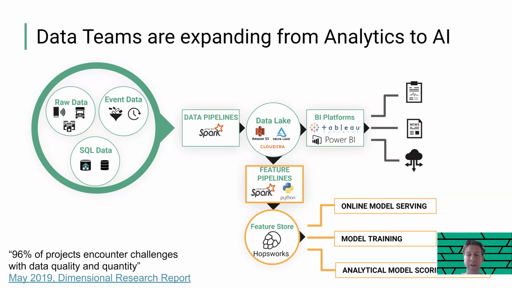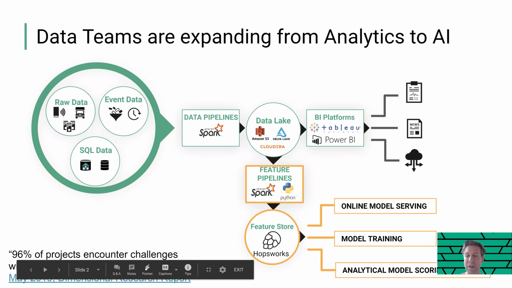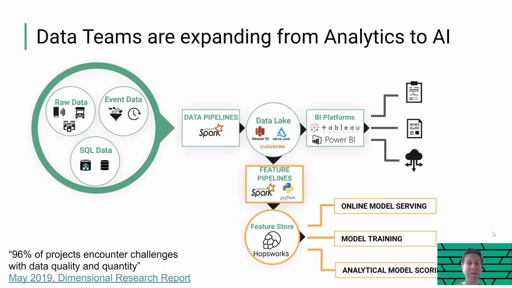So let's have a look at the context in which the Feature Store exists. If we look at the last few years, many teams have built what we call an analytics pipeline. You can see at the top here in the diagram. In the top left, we have many sources of data. We have raw data, we have tables, we have event queues, and then we have data pipelines, which will take that data, clean it up, and organize it so that it can be used from a data lake or a data warehouse by BI platforms, business intelligence platforms like Tableau or Power BI.